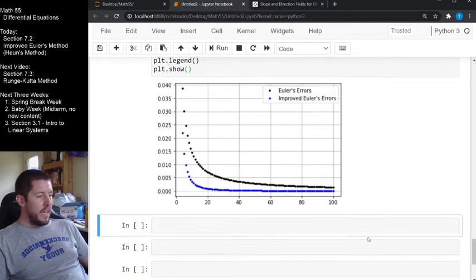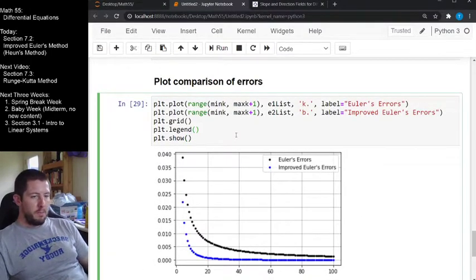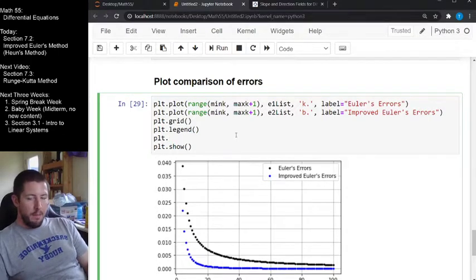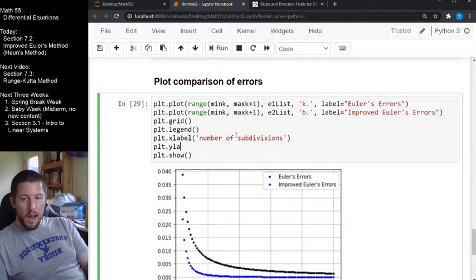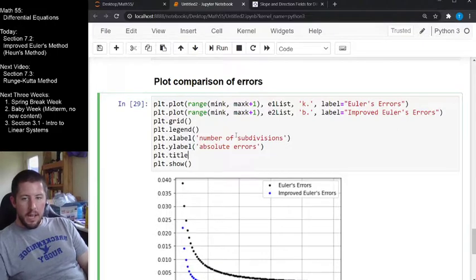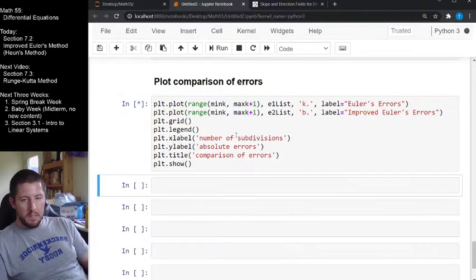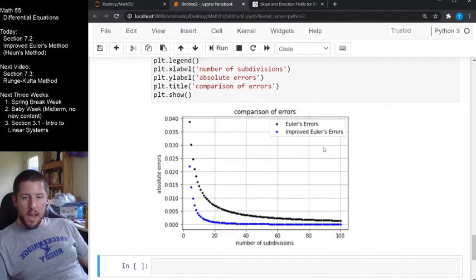Well, let's go ahead and take a look at getting some comparisons of these things right here. And by the way, if we're being responsible people right here, some of the things we should throw on this plot are plot.xlabel, which is our number of subdivisions. Our plot.ylabel is our absolute errors. And our plot.title should be comparison of errors. And now we've got some nice labels on the x and y axis and on the title right there.